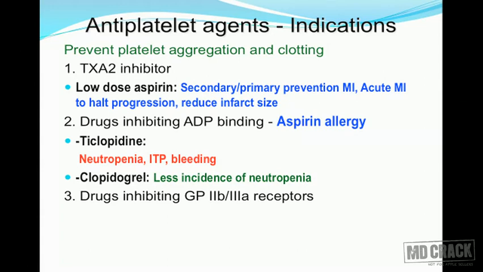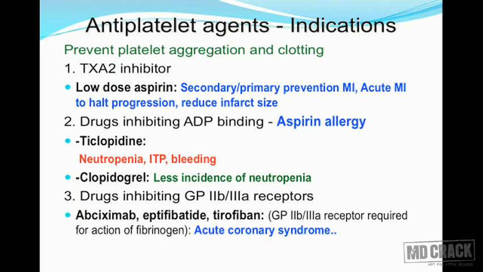The next group on the list is drugs which inhibit GP2B3A receptor, glycoprotein 2B3A receptor. And we already said the names: apixaban, eptifibatide, and tirofiban. This GP2B3A receptor is required for the action of fibrinogen. Unless GP2B3A receptor is there, fibrinogen cannot act. I hope you will remember this much.